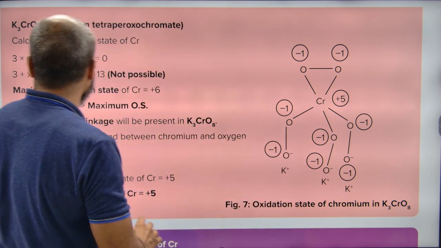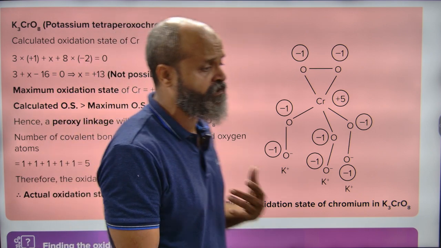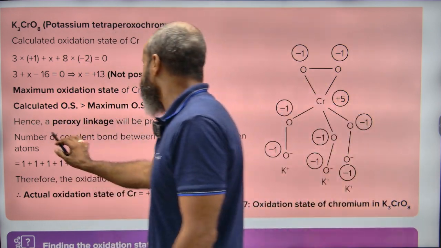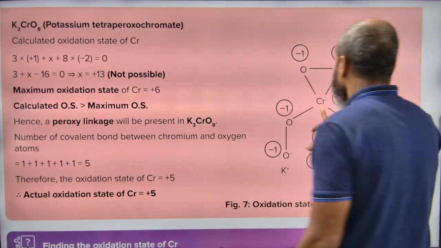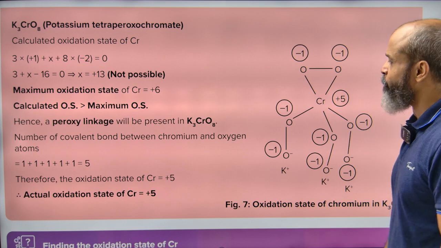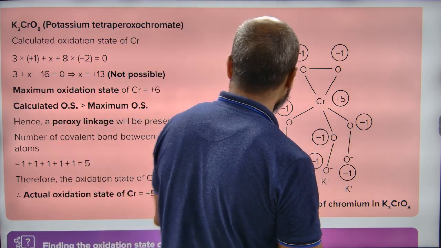Okay, let's look into this. So the maximum oxidation state of chromium here is +6. The calculated oxidation state obviously is greater than the maximum oxidation state, hence a peroxy linkage will be present. So now let's look at it. Chromium here is present. Chromium has got 5 oxygens. So 5 oxygens are there for chromium.